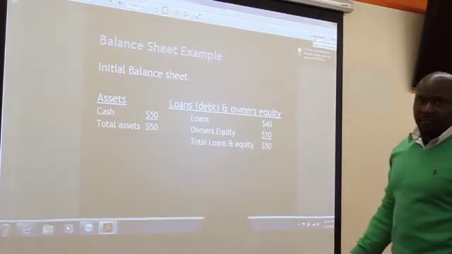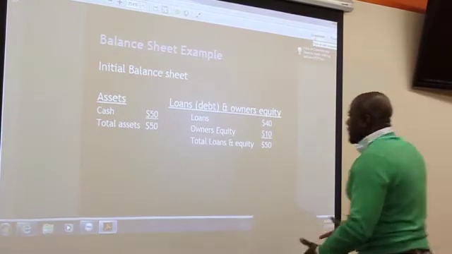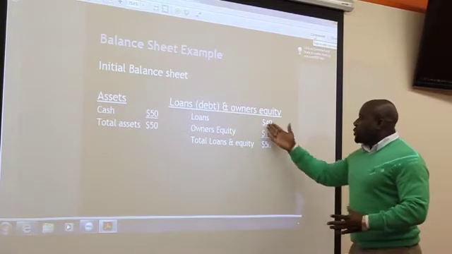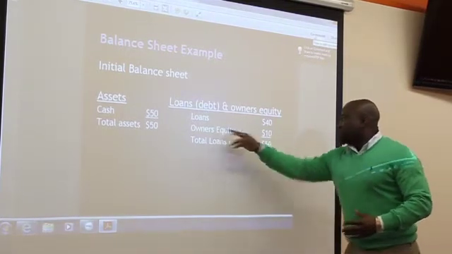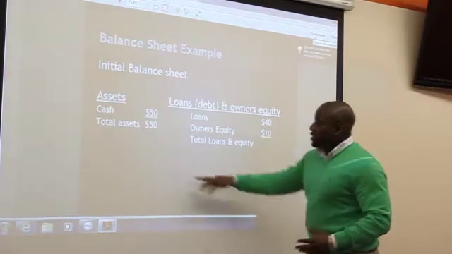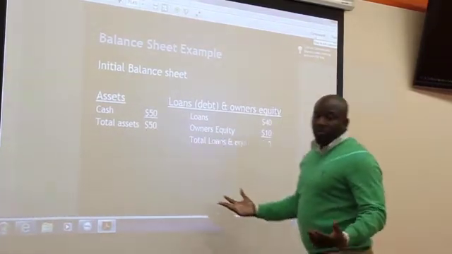Well, how did I get that $50 in cash? Well, let's say I took out a loan from my mother. She gave me $40 and I had $10 that I put in. So my total loans and equity is $50, which is the total assets of $50.